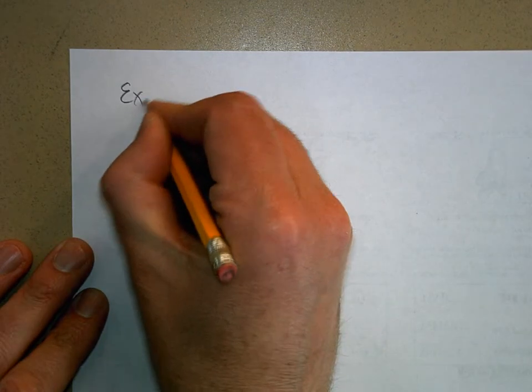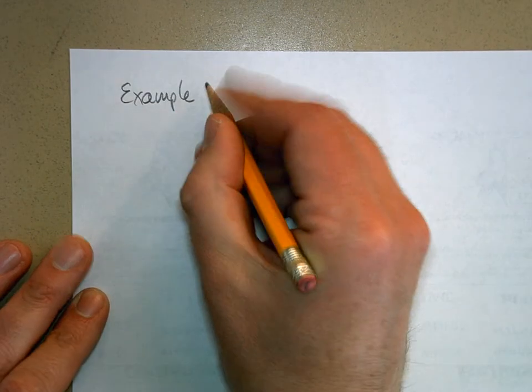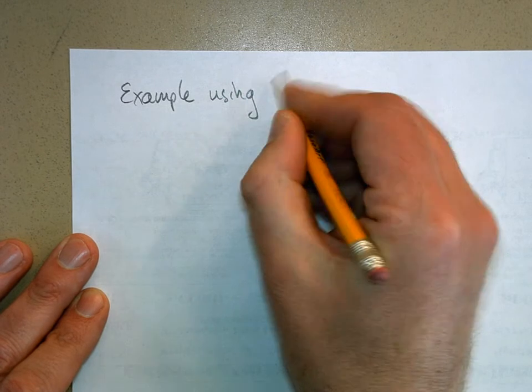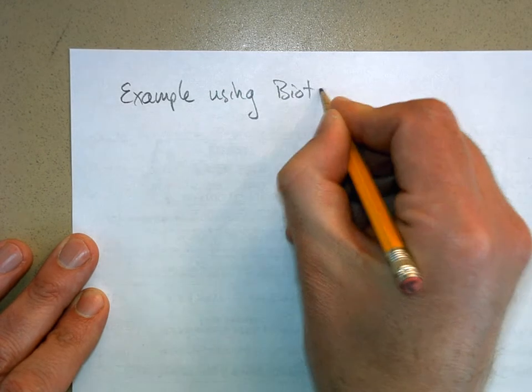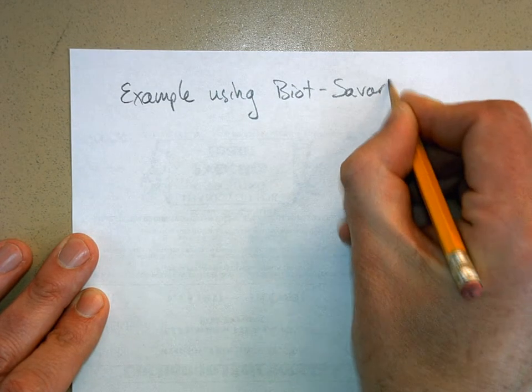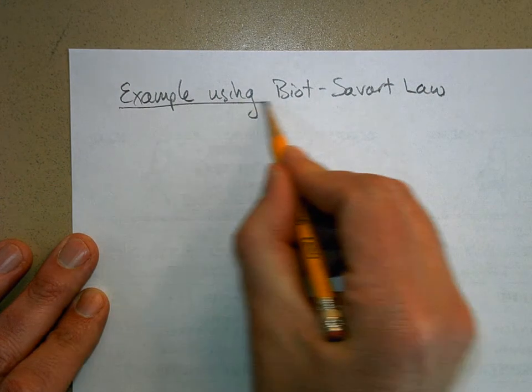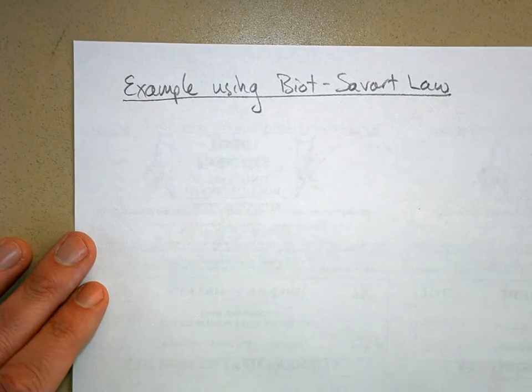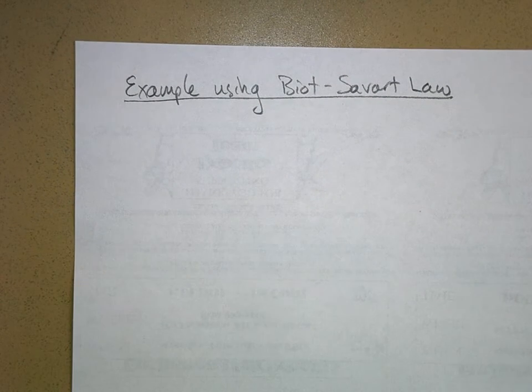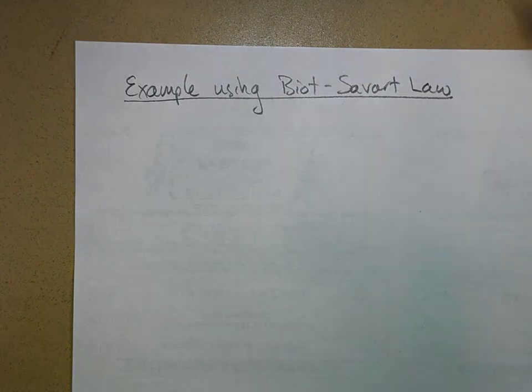So let's do an example using the Biot-Savart law. Now this example is going to get a little bit crazy, but it's not too bad. And actually, just follow along with the steps. What we're really going to do is use the results of this example. So the results are the most important thing.